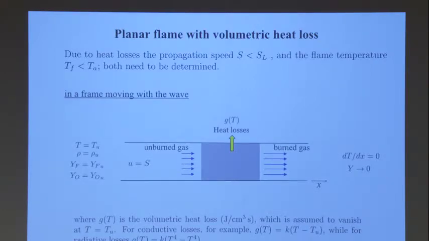The next problem that I want to do is what if you have heat losses in the problem? In other words, if you don't have an adiabatic system. So here is the same problem, so the mass is coming towards the region where chemical reaction occurs, but you also have some heat losses. What could be heat losses? So for example, the flame is propagating in a tube, then the heat losses are, let's say, conductive losses at the walls. But of course, a flame in a tube is not necessarily one-dimensional. It's a two-dimensional problem. So I will tell you a little bit about that later.